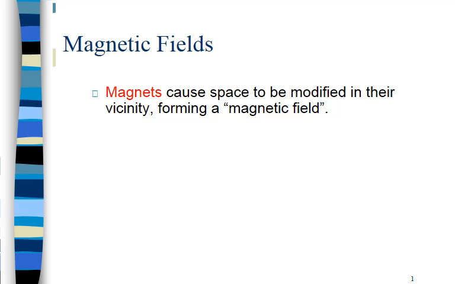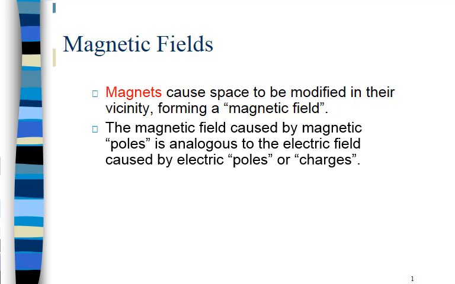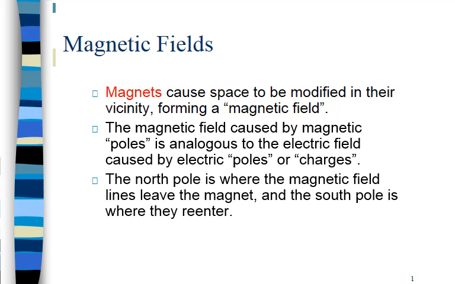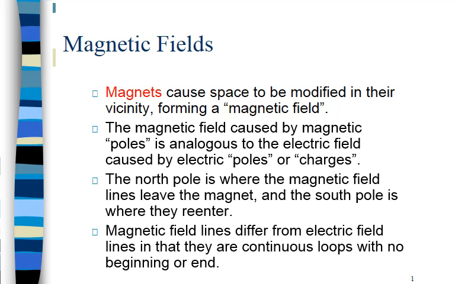So magnets cause a space to be modified in the vicinity, forming a magnetic field. And the poles of a magnet are kind of analogous to electric poles or charges, but magnetic fields are separate from electric fields. They're two different kinds of fields. And the North Pole is where the field leaves, the South Pole is where they enter. And one of the key things with magnetic fields is that they are continuous loops. There's no beginning and end.